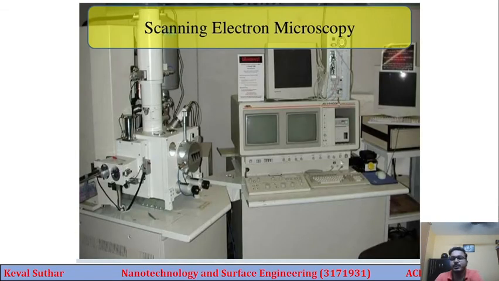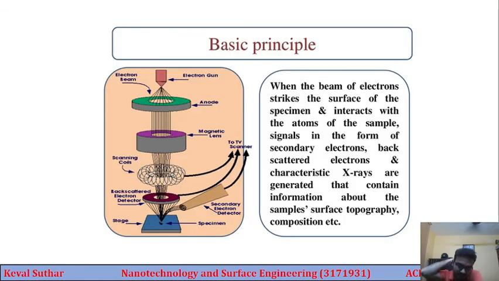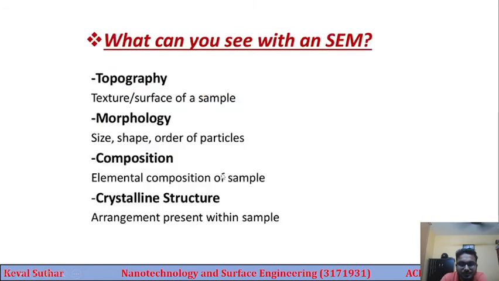And then we discussed scanning electron microscopy. Here we have the basic principle, that is from the electron gun we generate an electron beam which passes through the anode, then the magnetic lens, and then it passes through the scanning coils. We have two detectors, a backscattered electron detector as well as a secondary electron detector, and all these three pass the signal to the TV scanner. We can obtain topography, morphology, composition and crystalline structure.